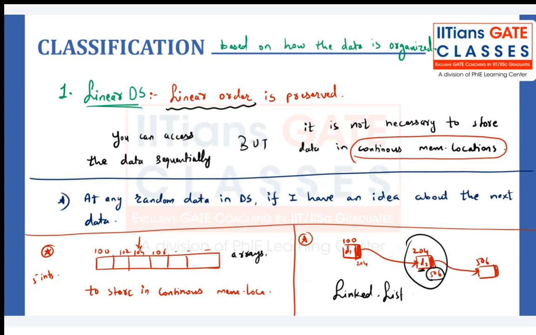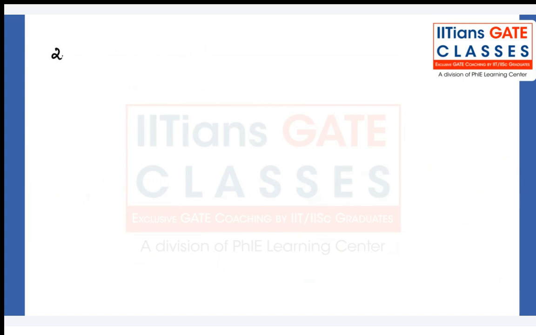Naturally, if the first is a linear data structure, the others are non-linear data structures. And as the definition would say, the linear order is not preserved. So you can access the data non-sequentially and store them. It's not necessary that you store them sequentially or access them sequentially.